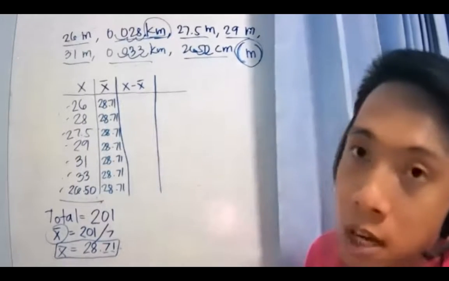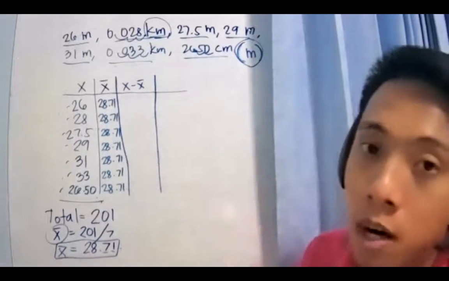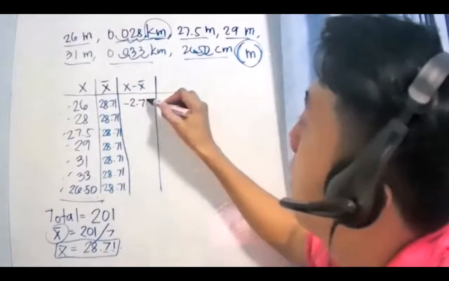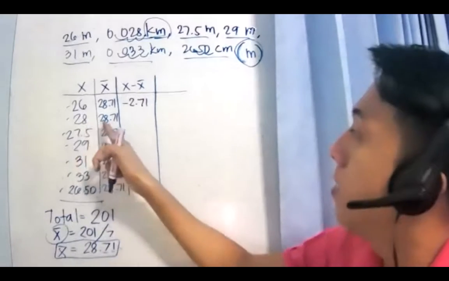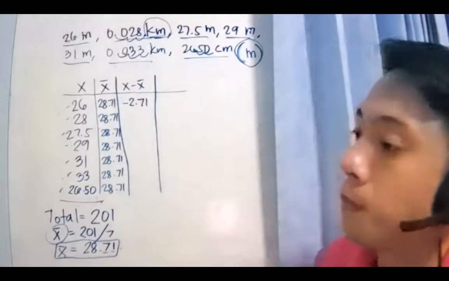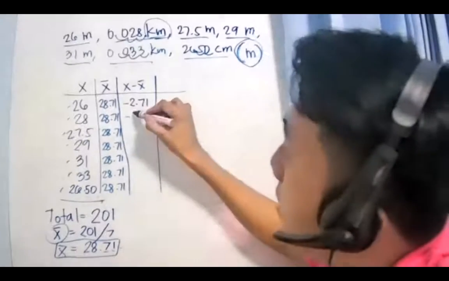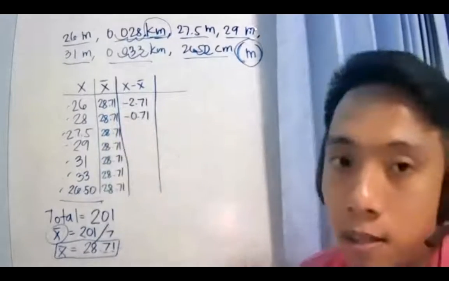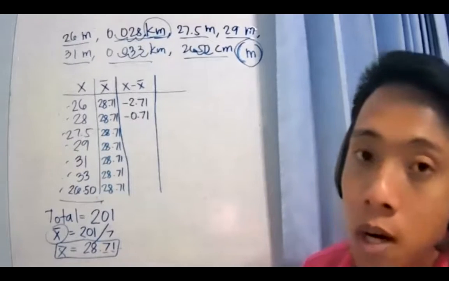I will give you 5 seconds. 1, 2, 3, 4, 5. The answer is negative 2.71. Next, 28 minus 28.71. 5 seconds to go. The answer is negative 0.71. Next number, please.